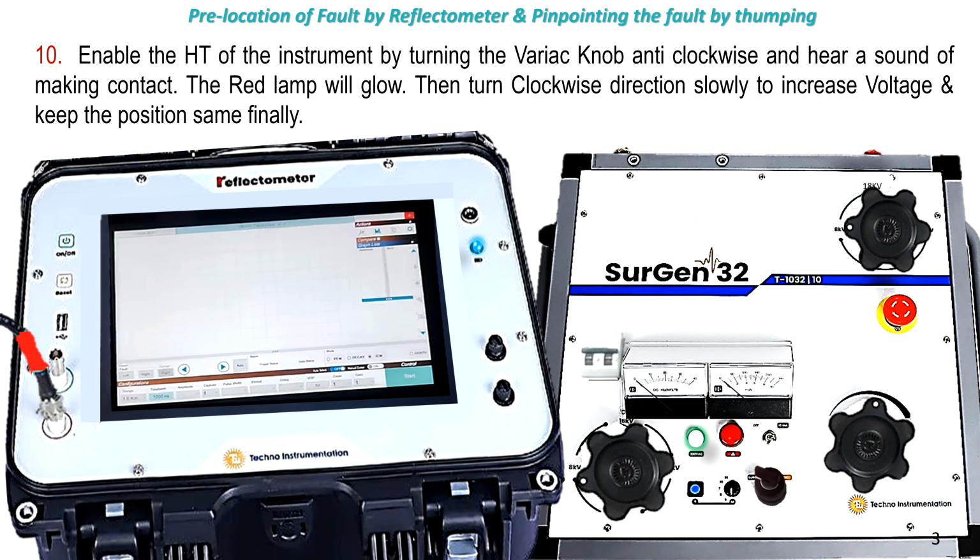Enable the instrument by turning the variac knob in anti-clockwise direction, and hear a sound of making contact. The red lamp will glow. Then turn the variac knob in clockwise direction slowly to increase voltage, and keep the position same finally.